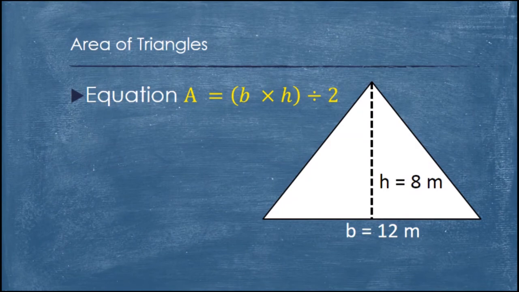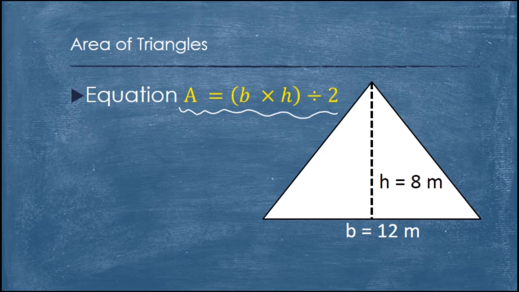Now we're going to go ahead and use the equation written here. The area of a triangle is going to be the base times the height, and we're going to divide it by 2. So it's pretty similar to the area model for a rectangle. When we cut a rectangle diagonally in half, we come up with 2 triangles. So that's kind of where we get the equation for the area of a triangle.